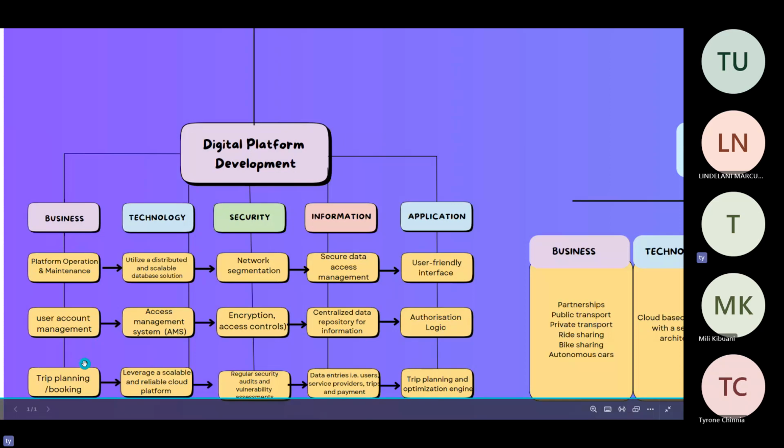Then moving on to the trip planning and booking process, we need to leverage a scalable and reliable cloud platform in order to meet the high demands. From a security architecture perspective, regular security audits and vulnerability assessments will be needed to ensure that we don't have unwarranted attacks on our system. Then moving on to the information architecture perspective, we need data entries for users, service providers, trips, and payment information just to ensure that the correct information is stored and accessible. And then from the application architecture perspective, we essentially need a trip planning and optimization engine tool.